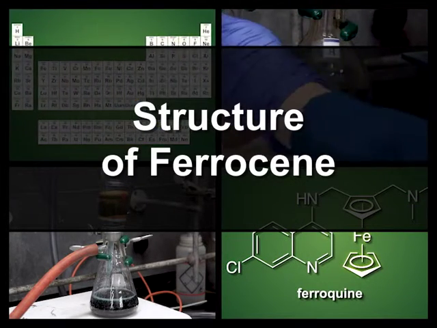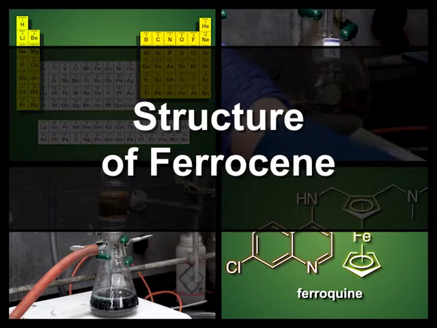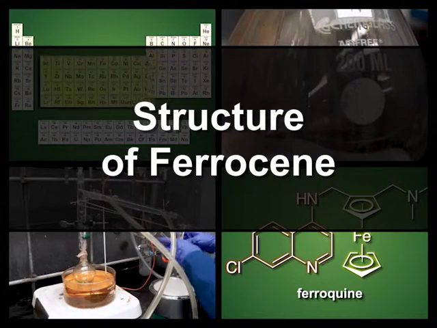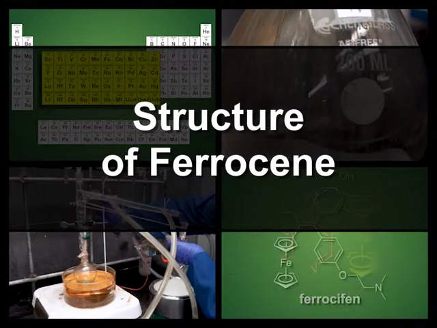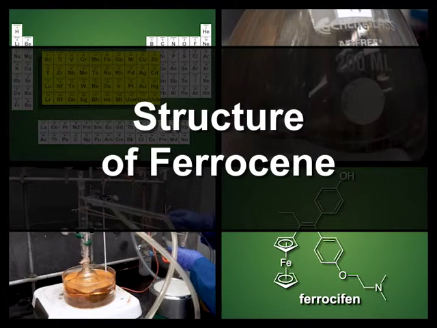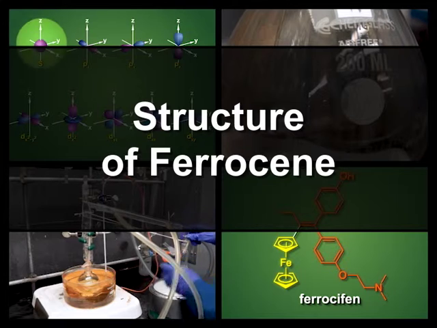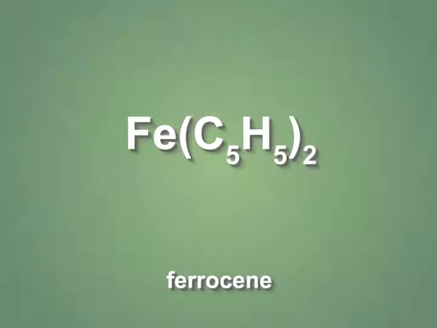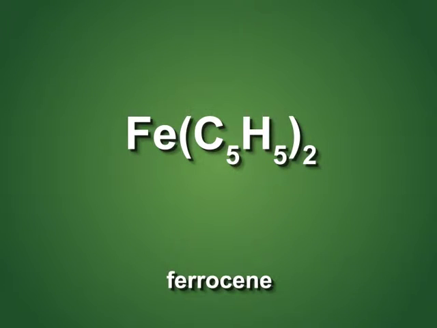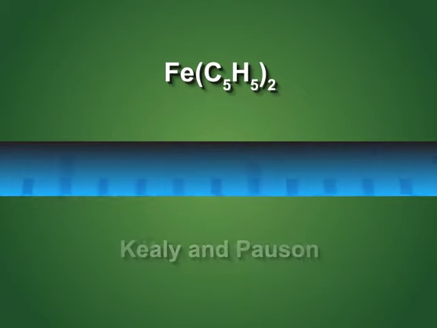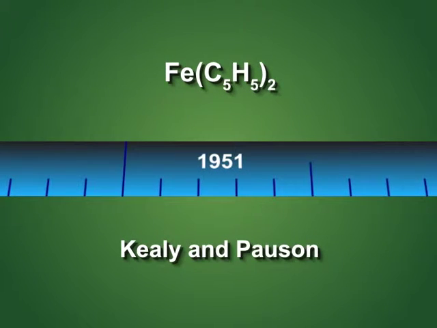Structure determination of organometallic compounds is crucial for understanding the reactivity of a given molecule. Various models and techniques enable scientists to elucidate compounds in question, as for example, ferrocene. Ferrocene, an organometallic compound, was first reported by Keally and Pauson in 1951.